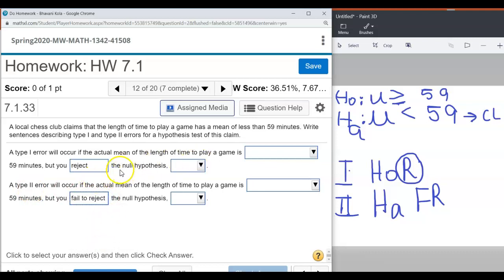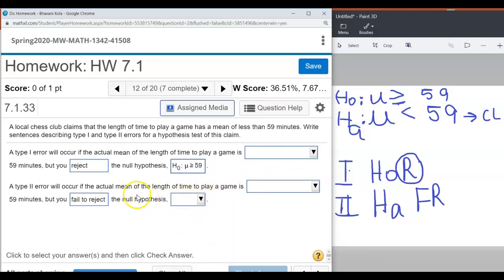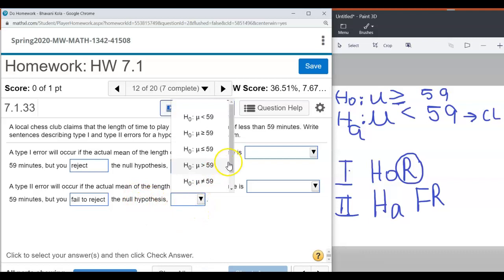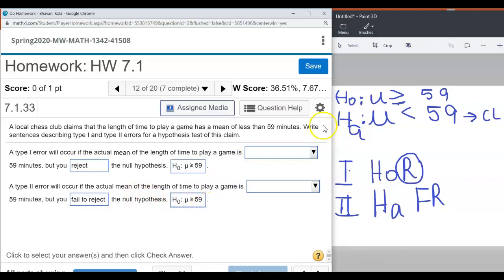Very good. The null hypothesis. What is your null hypothesis? Greater than or equal to. Remember, null hypothesis does not change. It's the same for type 1 or type 2. But for type 1, what has to be true? H naught. What is my H naught? Greater than or equal to.